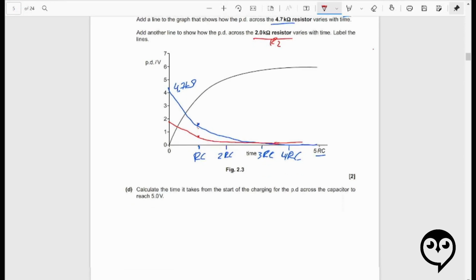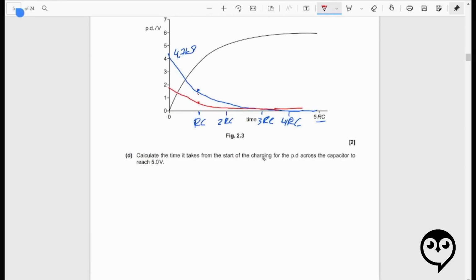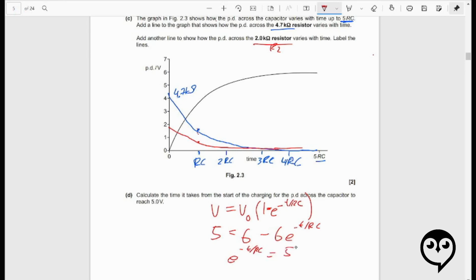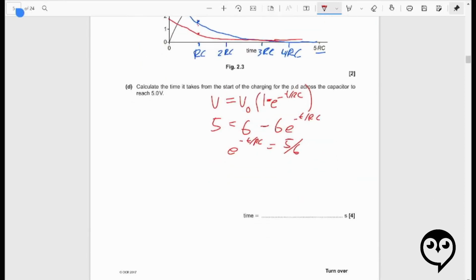Okay, we'll move on. Calculate the time it takes from the start of the charging for the PD across the capacitor to reach 5. Well, we know the PD across the capacitor is this equation here, right? We know that this is going to start off at 6. We want to know when it's going to equal 5. Okay, and there's a minus here. So we'll do a 1 times 6. We'll also have a minus 6 e to the minus t over RC. So we are looking for when e to the minus t over RC is going to be equal to 5/6. We'll divide every term in that setup by 6.